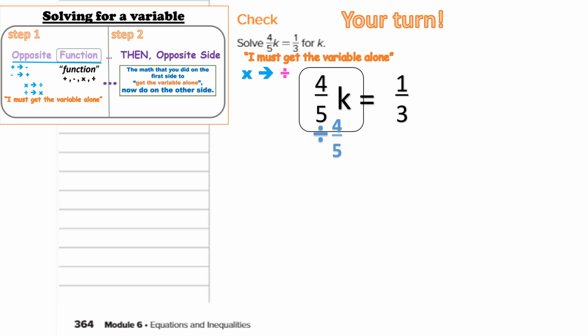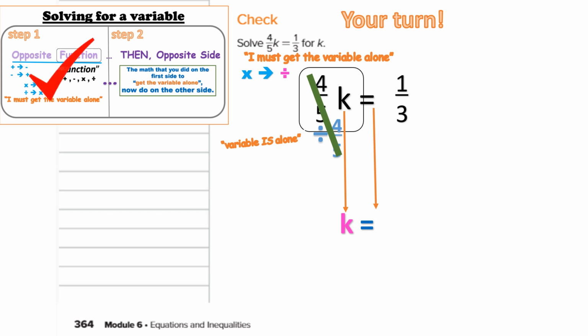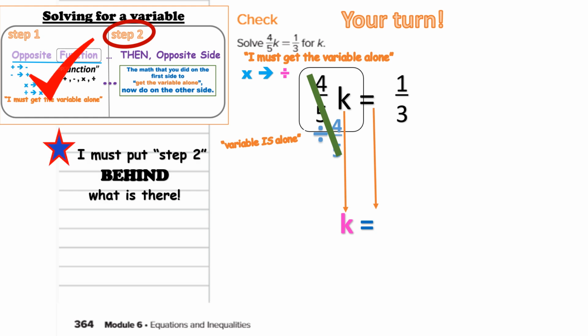Hopefully, you showed that you're dividing by 4/5 and then you canceled it out because that's what I expect to see on your work. Once it's canceled out, then I know I'm going to keep my k is equal to because that's my variable and it is alone. Then you went to the opposite side. And once again, in step 2, we have to put the math behind whatever is already there. Not a problem, since it's on the right-hand side. So I'm just simply going to have 1/3 divided by the 4/5.